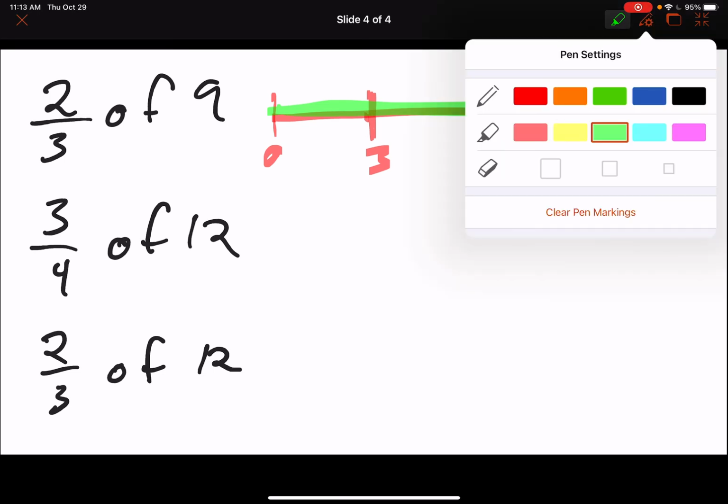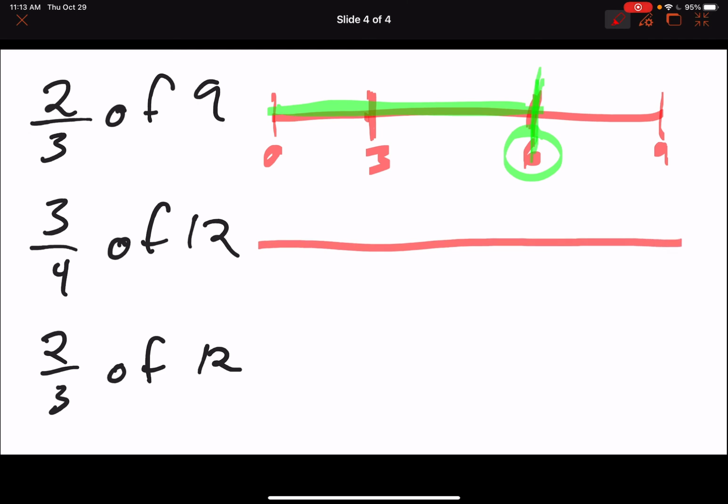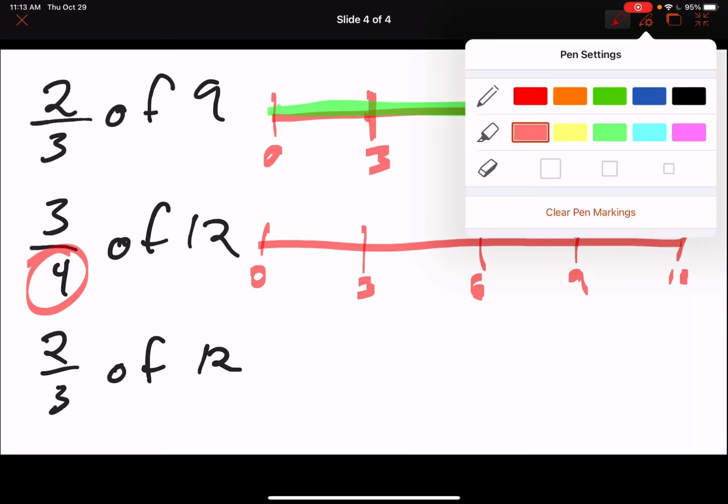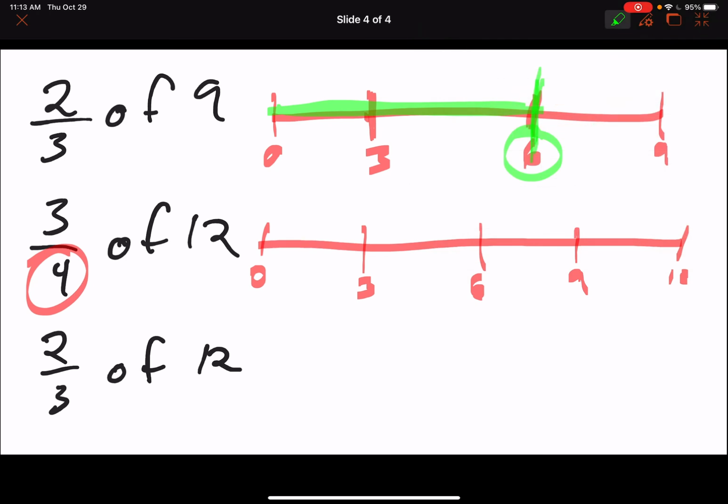Now, if I'm going to do 3/4 of 12, there's 12, and here's 0, okay? And I'm going to divide this into 4 pieces. So that'd be 3, 6, 9, and 12. So there's your 4 pieces. All right. Now I have 3 out of those 4 pieces, so I have 9.